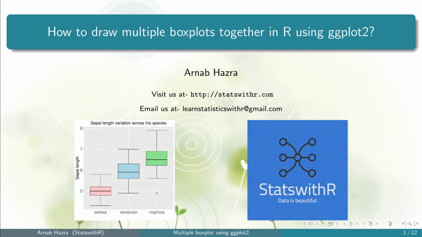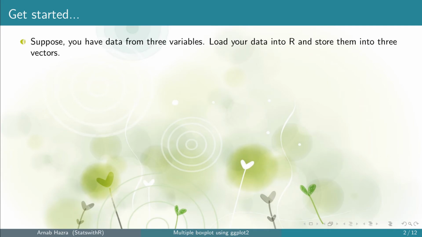Just in case you want to draw a single box plot, we have a separate video on that. The overall process involves several steps and I will discuss stepwise. Let's begin. Suppose you have data from three variables. I assume that you know how to load your data into R or R Studio.